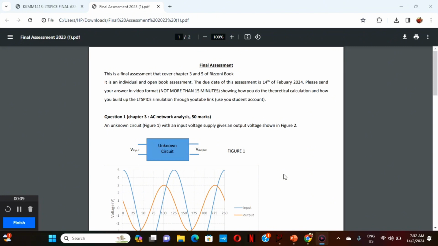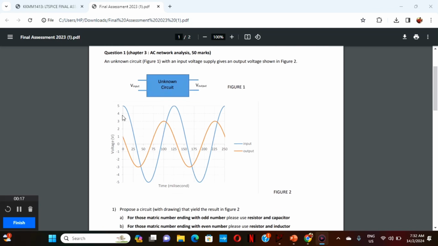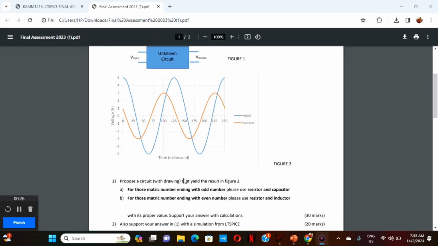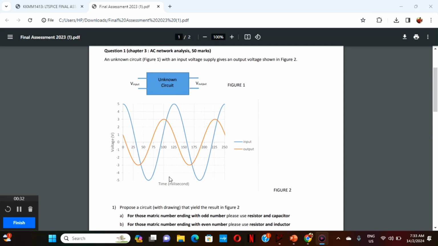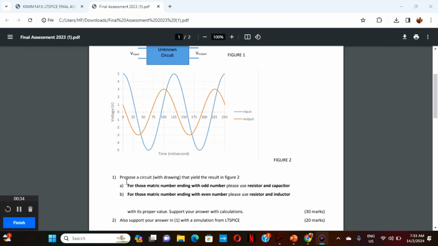A203514. So today I would like to explain about my final assessment assignment. For question number 1, an unknown circuit in figure 1 with an input voltage supply gives an output voltage shown in figure 2. So this is the output graph. We have V input up here and V output up here. The question asks us to propose a circuit with drawing that yields the result in figure 2.